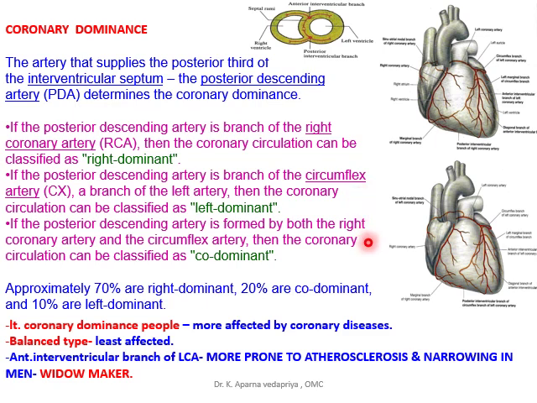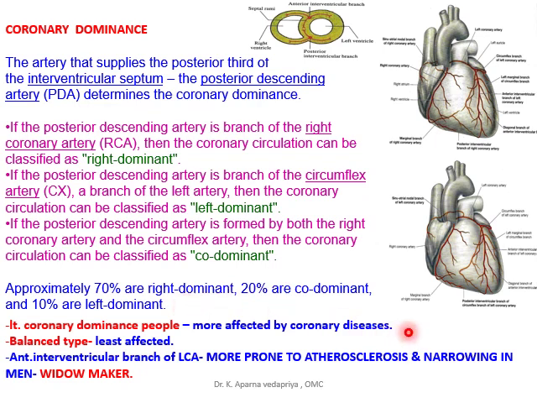In rare cases, in about 10% of the population, if the posterior descending artery or the posterior interventricular artery is formed by both the right coronary artery and the circumflex artery, then the coronary circulation is classified as a balanced type of circulation, which is called codominant. So normally the coronary dominance is right dominance. 20% are balanced, that is codominant, and 10% are left dominant.